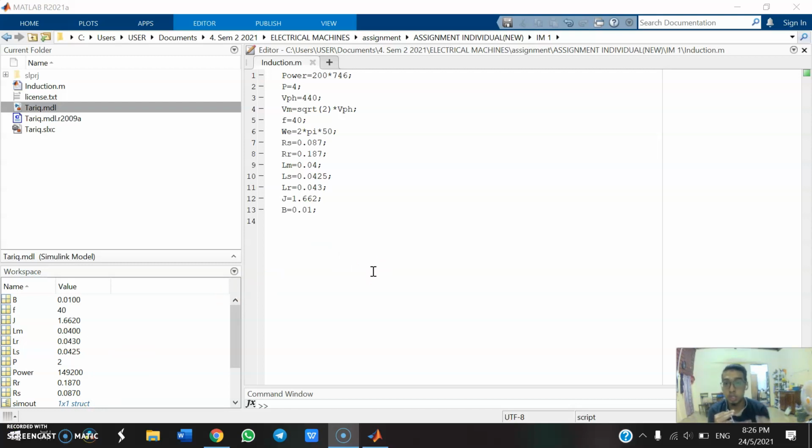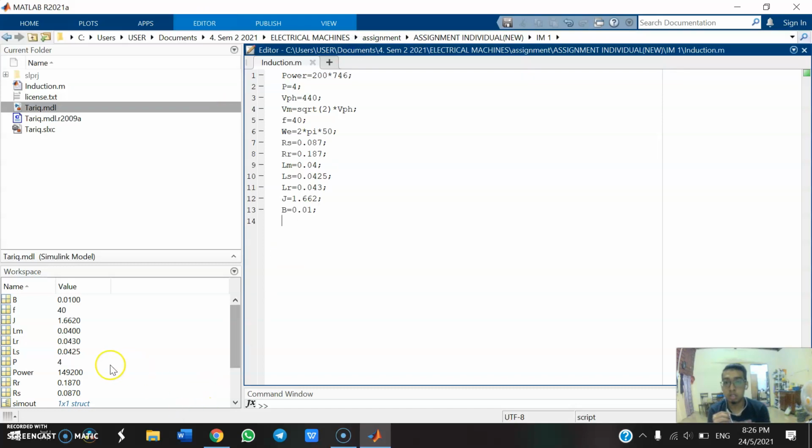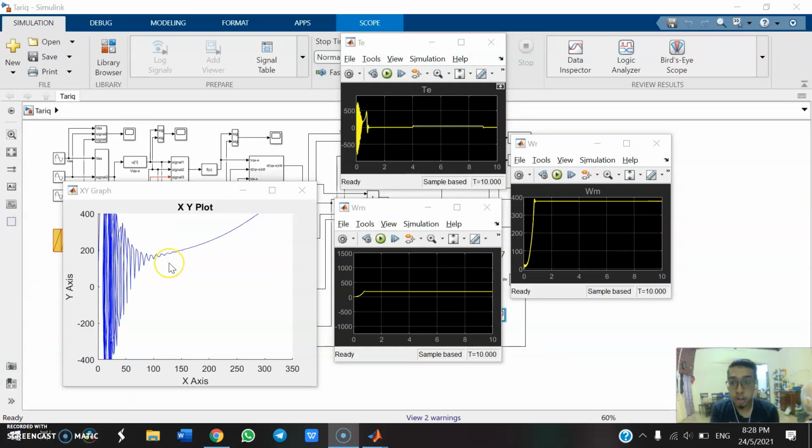After the preset value, we will try to change the value of line to line voltage, number of poles, and also frequency. After that, we will just run this coding. After we run it, we will get a result like this, and then we will see how much different it is from the preset value. From the SY plot, we can see that there is a very big difference from the previous one. This is just because if torque is increased, speed will decrease, and the motor cannot produce more torque.